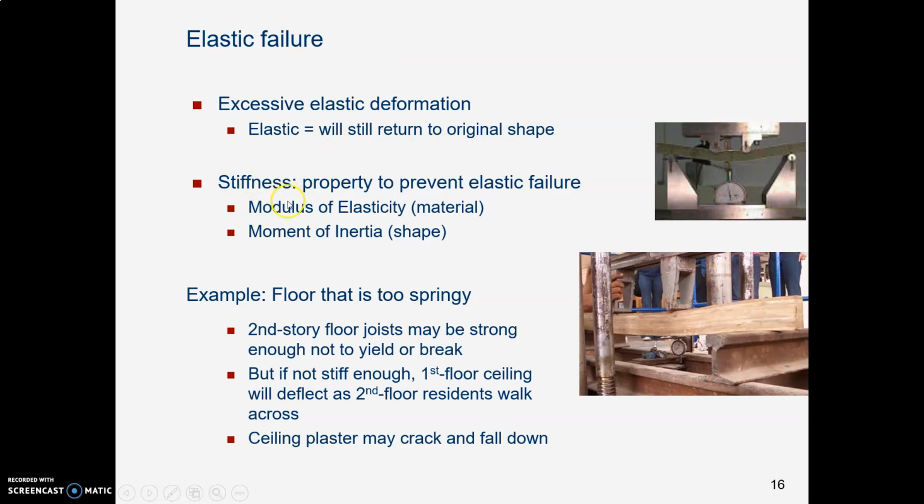And as you recall, there are two properties that control stiffness. One of them you already know about, the stiffness of the material. How floppy is this material? What is its modulus of elasticity? Rubber is more floppy than steel, which is more stiff. In two or three weeks, we'll look at the stiffness of the shape, the moment of inertia. So we're looking at stiffness in order to prevent this elastic failure.